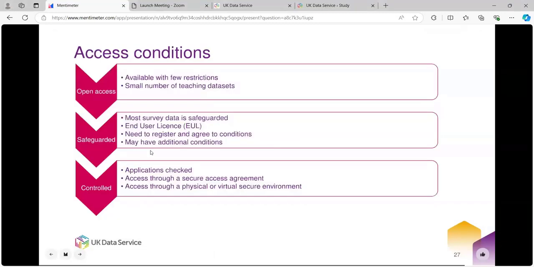So the other thing to be aware of is that there are different access levels. From our point of view, we operate largely in the middle of this. So we produce some open access data sets. There was an example there of the COVID teaching data set, which was developed by Understanding Society and is available with few restrictions. And the aim is it can be used in teaching.